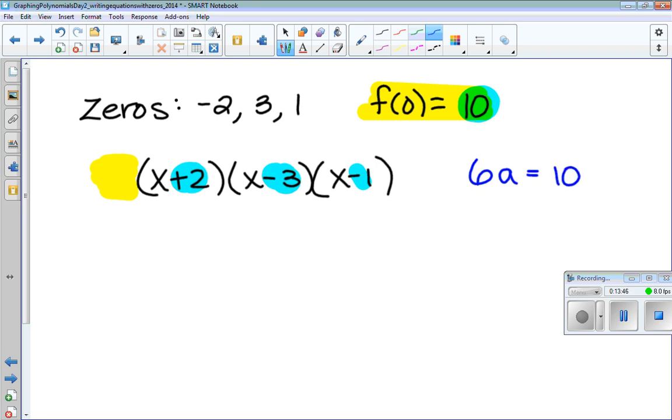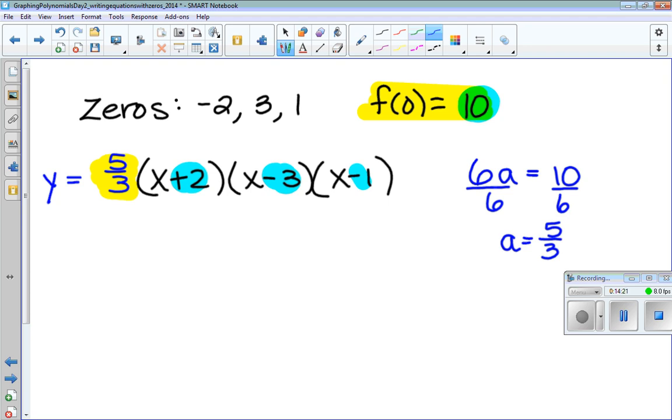Now, can you do that one in your head? A little harder, don't you think? So how do I solve it? Divide by 6. So what is 10 divided by 6? 5/3, or 5/3 is fine. Leave it as a fraction. I like that. It's not an exact decimal. Right, Josh? Good. So I'm going to put 5/3 out here in front. And that is my equation that I'm looking for. It's the equation that satisfies that.